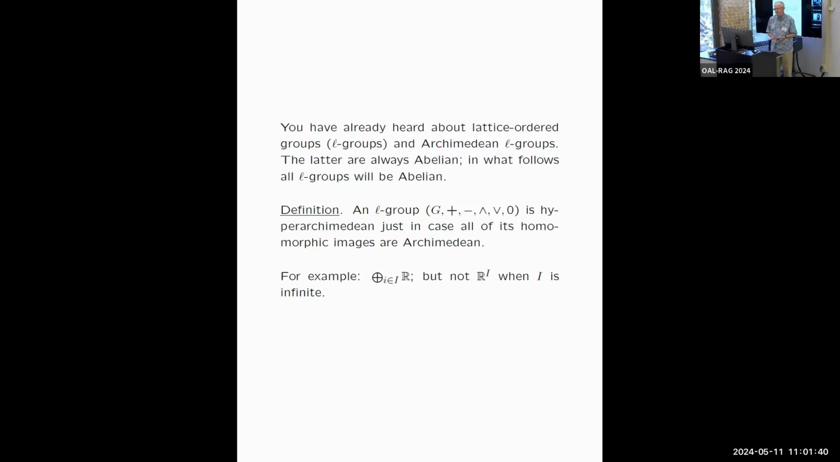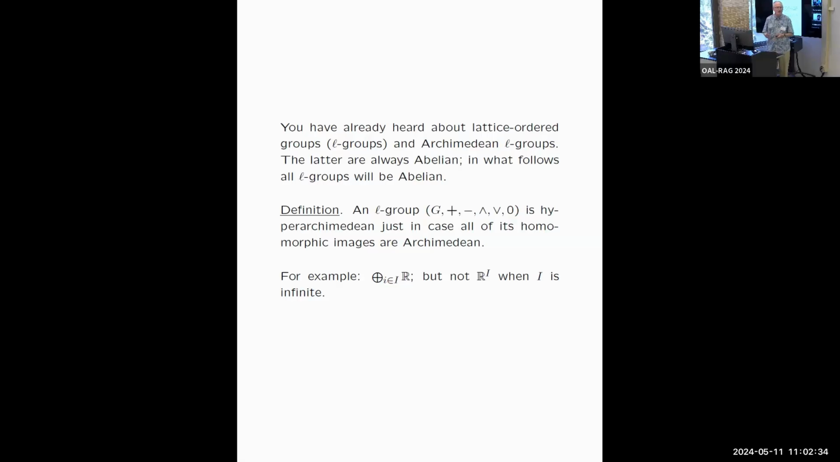Now, an L-group can be viewed as a structure where you have group operations and lattice operations, and the identity of the group. It is said to be hyperarchimedean just in case all of its homomorphic images are Archimedean. Of course, in the world of linearly ordered groups, Archimedean and hyperarchimedean are the same, but they are different here. For example, any direct sum of copies of the real numbers will be hyperarchimedean. However, if you take a direct power of infinitely many copies of R, that will be Archimedean, but it will not be hyperarchimedean, because given any function in R to the I, you can get one that grows much more quickly.